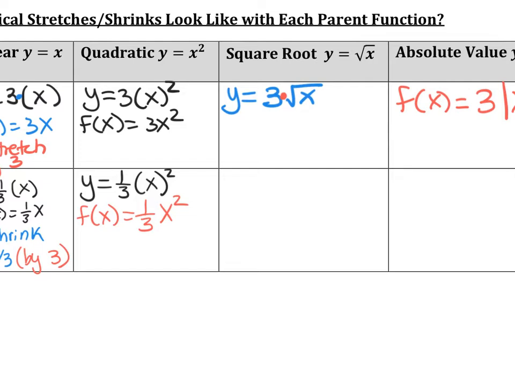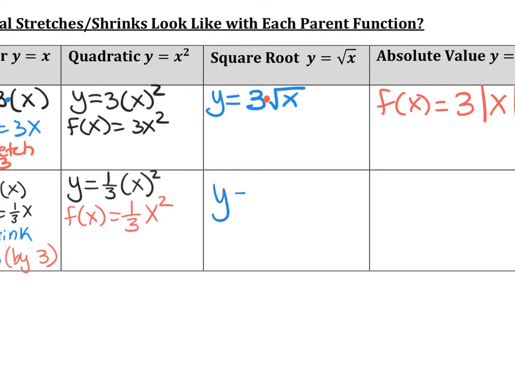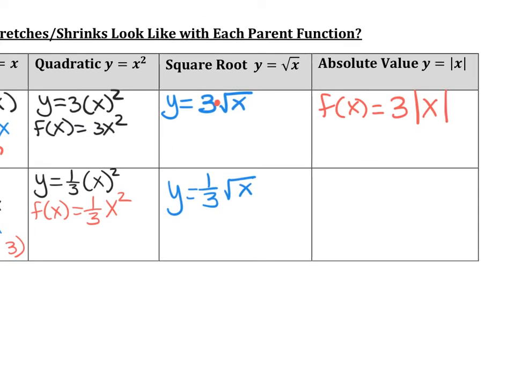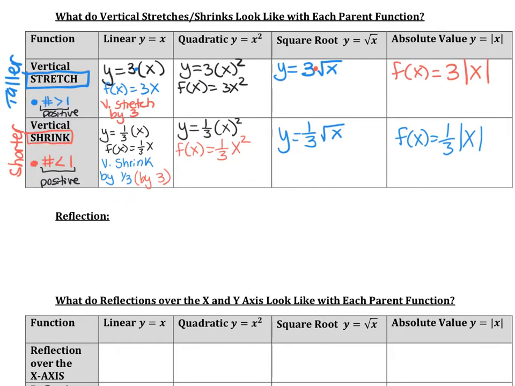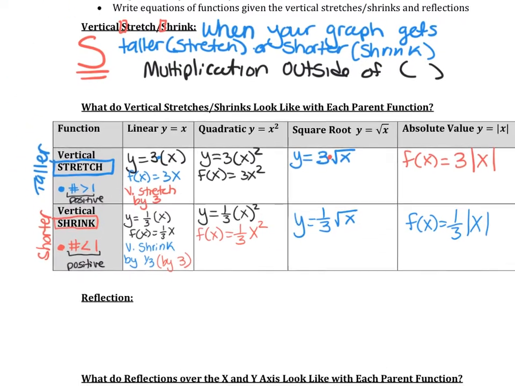Okay, and then square root absolute value, again, same idea. The multiplication happens on the outside, and it's just a number less than 1 this time. So 1/3 square root of x, or 1/3 absolute value of x. Okay, so any multiplication that happens outside of the parentheses or outside of the function would be a vertical stretch if it's greater than 1, or shrink if it's less than 1. Okay, so that's the S part of HSRV.